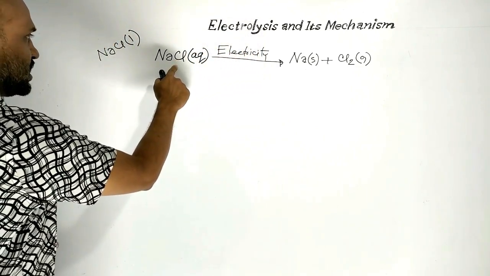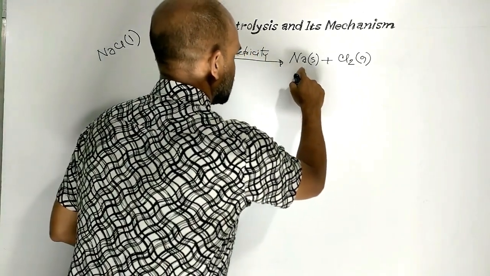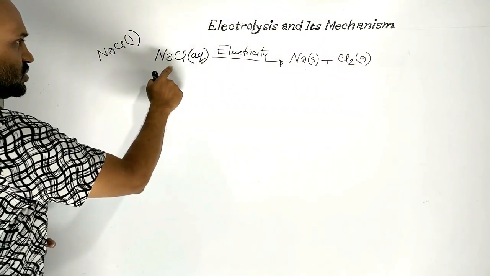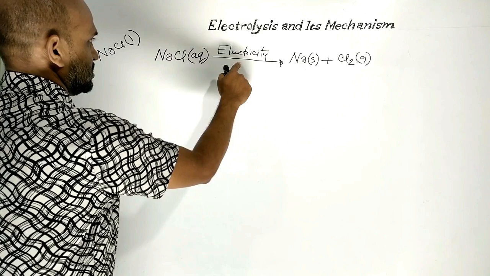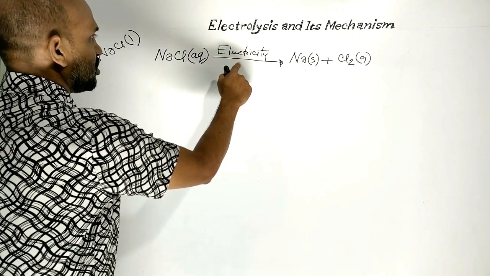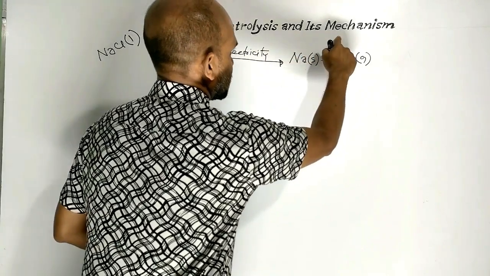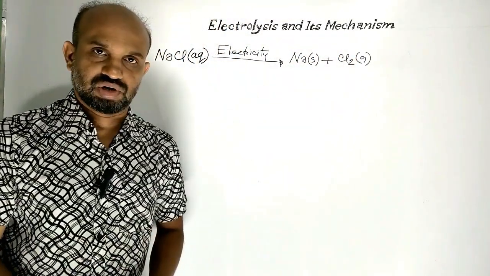Electrolysis is applied to produce compounds from one compound by passing electricity. This is the application of electrolysis. Now, let us see the mechanism of electrolysis.